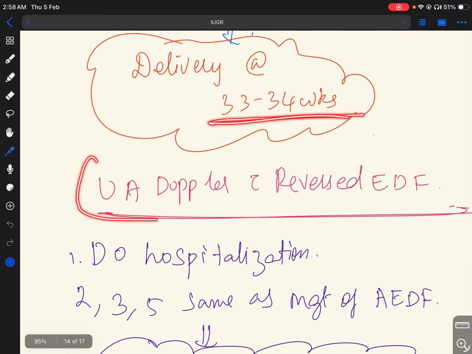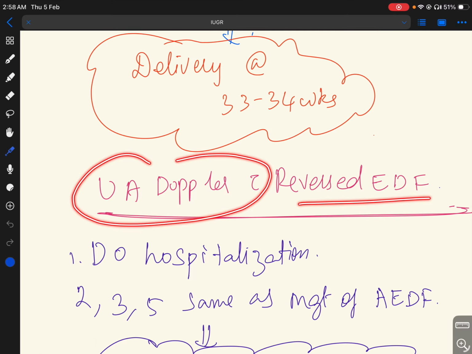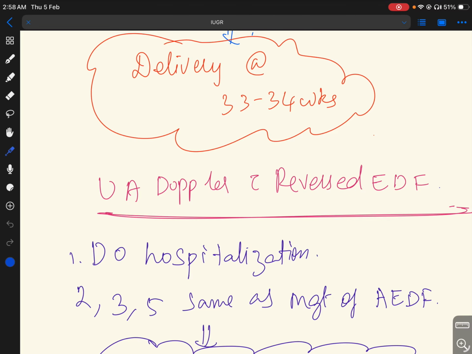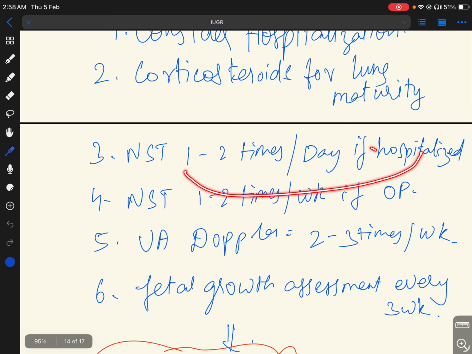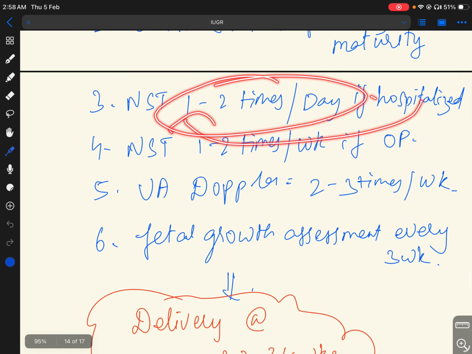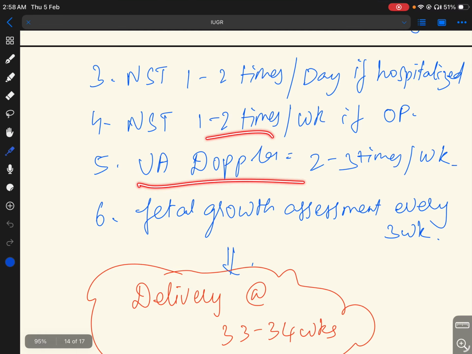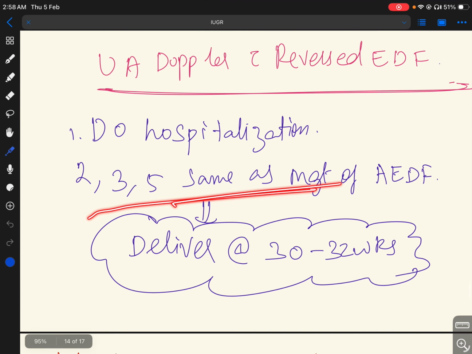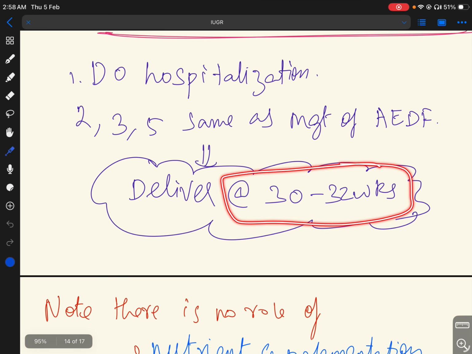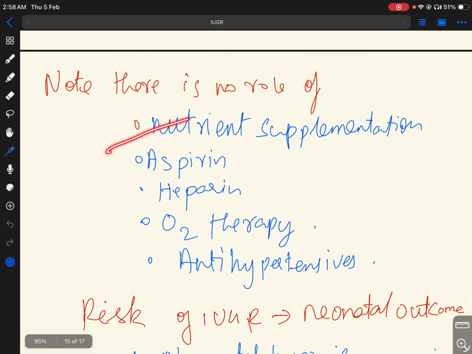Coming to the third category, umbilical artery Doppler with reversed end-diastolic flow. You surely have to hospitalize the patient, and corticosteroids are given. As she is hospitalized, you have to do NST 1 to 2 times a day. You have to do umbilical artery Doppler 2 to 3 times a week. It is the same as the second category. Deliver at 30 to 32 weeks. Note there is no role of nutrient supplement, aspirin, heparin, oxygen therapy, and anti-hypertensives.